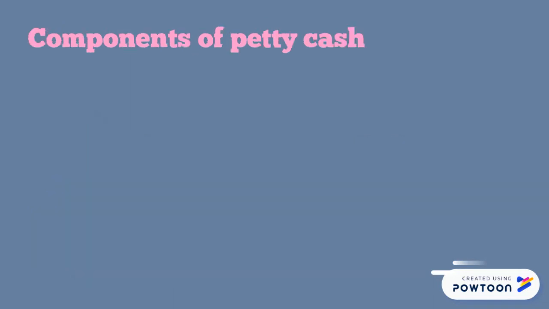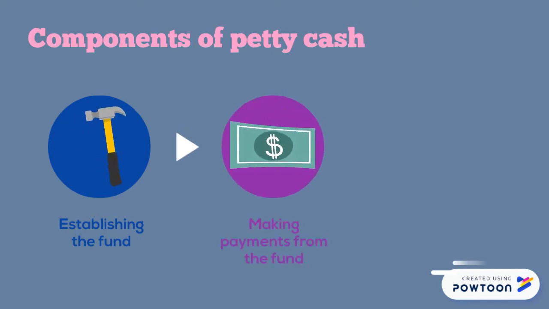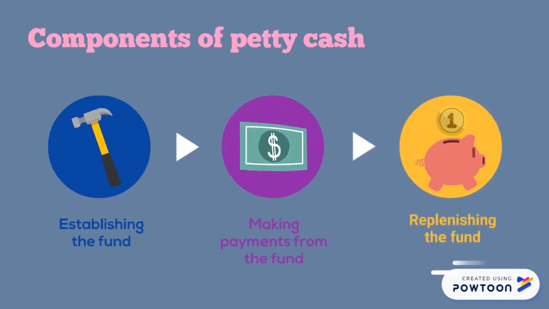There are three main components in the operation of a petty cash fund: establishing the fund, making payments from the fund, and replenishing the fund.